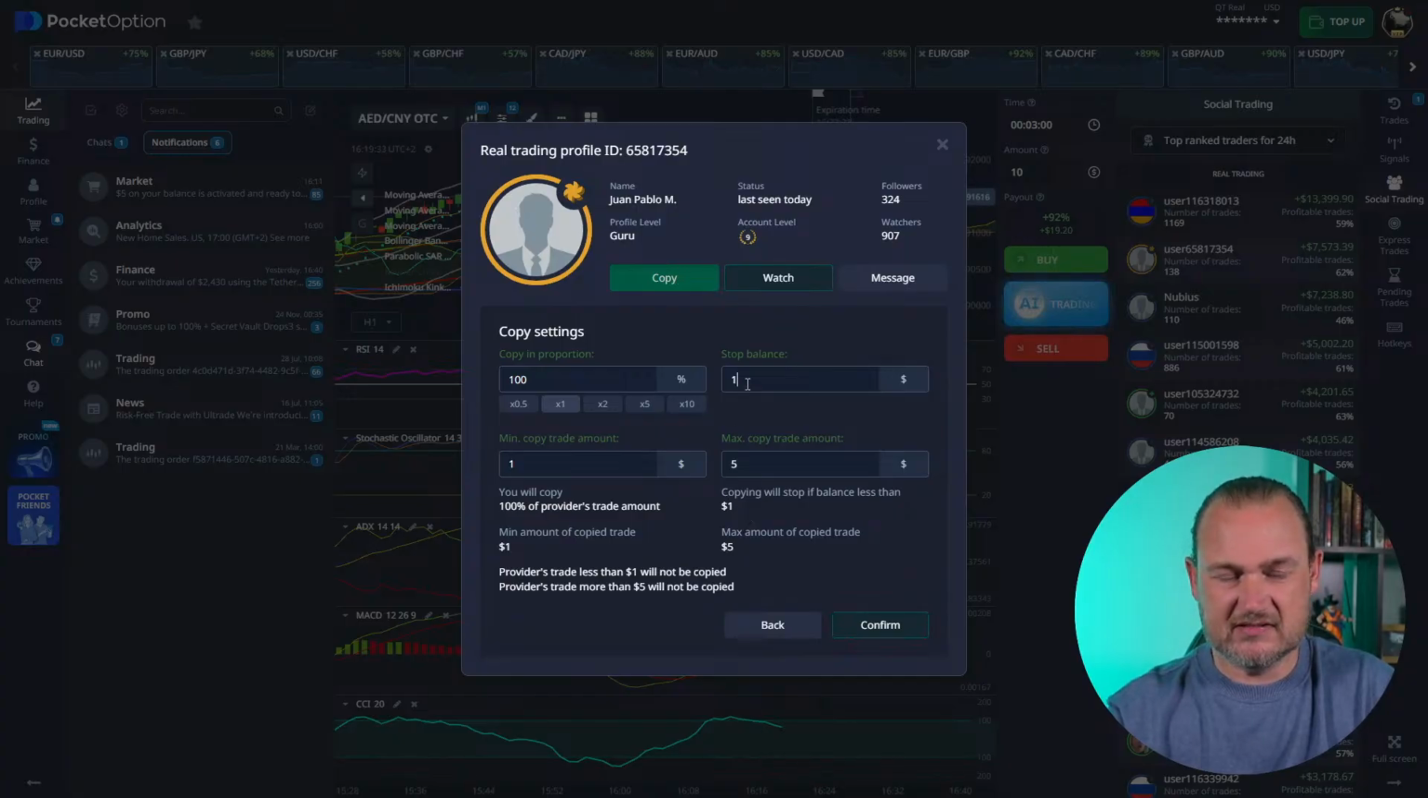So suppose I've got $100 in my account, and I'm going to follow this guy, but I don't want to go below 60. Minimum amount of copy trade, $1, and maximum amount of copy trade, $5. Now, if the provider's trade is more than $5, those trades will not be copied. Okay.